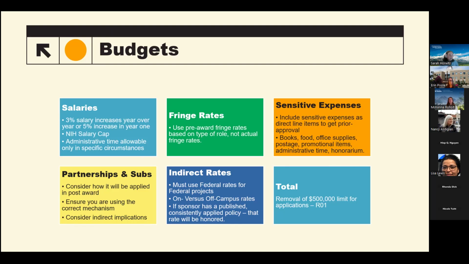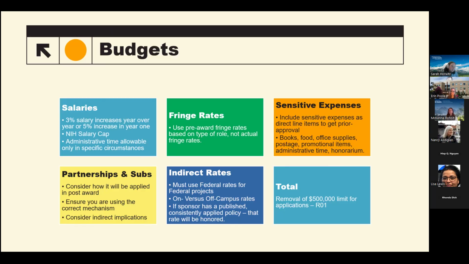And also understanding that the type of mechanism that we choose for partnerships does affect the indirects a lot, and that can be hard to change on the back end. So just making sure that we understand the indirect implications. And then a little bit more with our indirects, just making sure that, if it's a federal project, we're using the federal rates that are negotiated with the university.